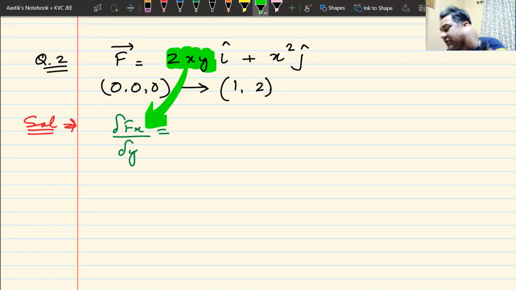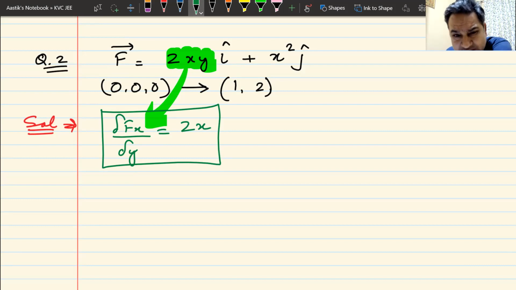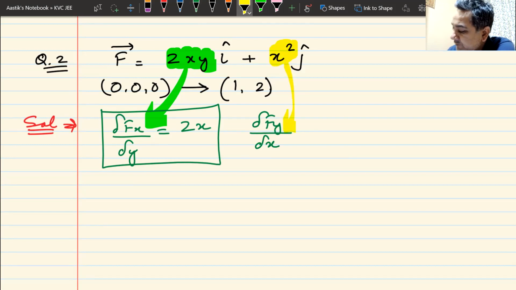What will I get if I partially differentiate 2xy with respect to y? Again, you have forgotten how to do it. You will get 2x, yes or no? If I partially differentiate 2xy with respect to y, I will get 2x. Then I need to find the partial derivative of f of y with respect to x. What will I get? And the answer is, sir, I will still get 2x.